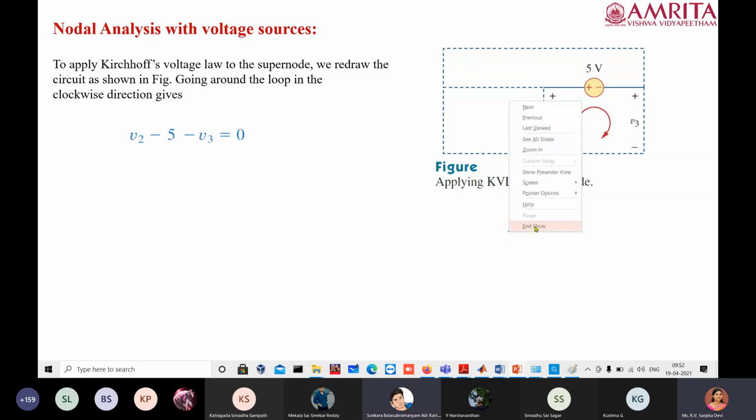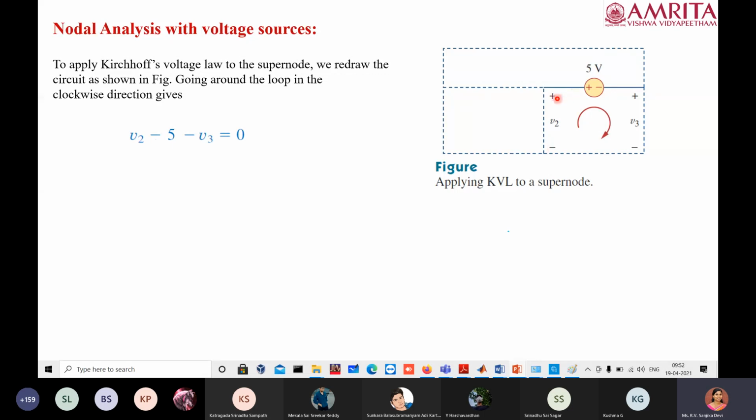As I told you, you can also take the polarity from the point where you are entering. That will also give you a similar equation. But do not take both. In one case, do not take the entering value, and in the other case, do not take the leaving value. If you take something, you have to be consistent with the entire voltages. Here I am taking the polarity from where I am leaving the terminal. So it is V2 minus 5 minus V3 is equal to 0.